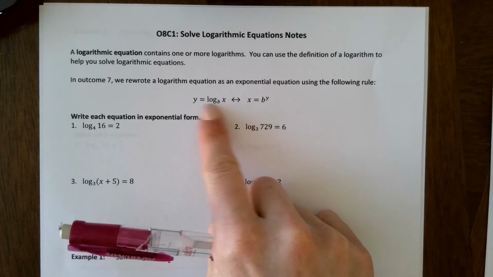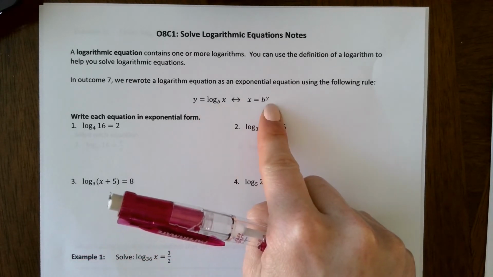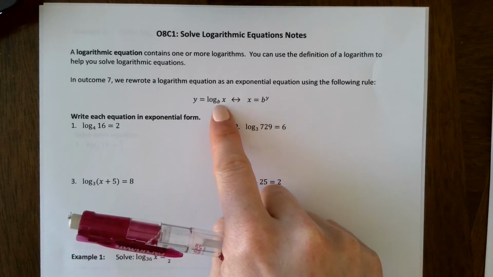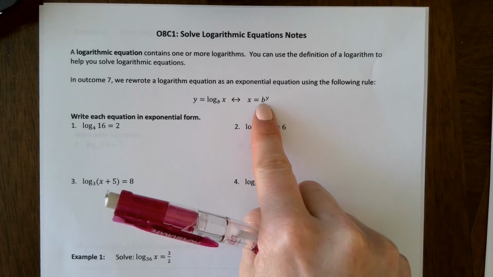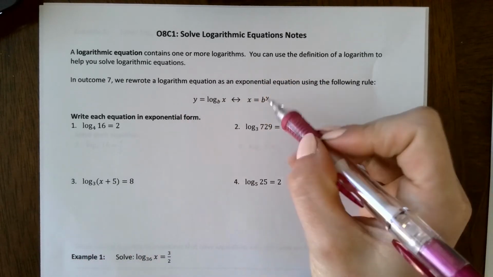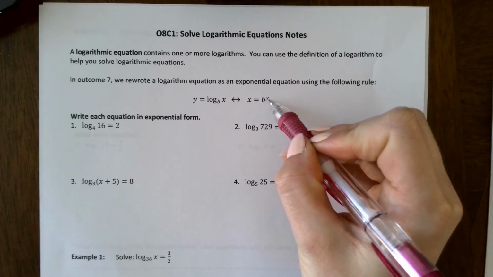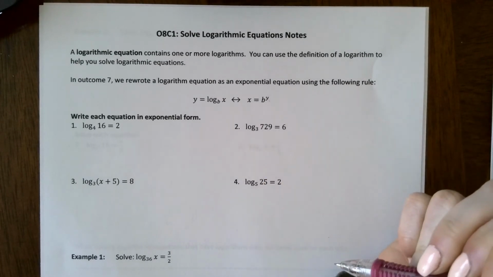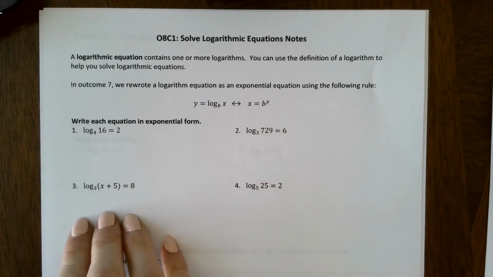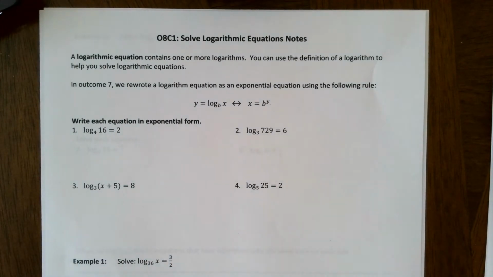So if I start with something in log form, and I'm trying to change it into exponential, the first thing I need to do is find my base, which is the small number here. That base becomes the base in exponential form. Then your x and your y switch places, so the y is now your exponent, and this should be equal to x. We're going to do 1 and 3 together, and then we'll have you guys try 2 and 4.